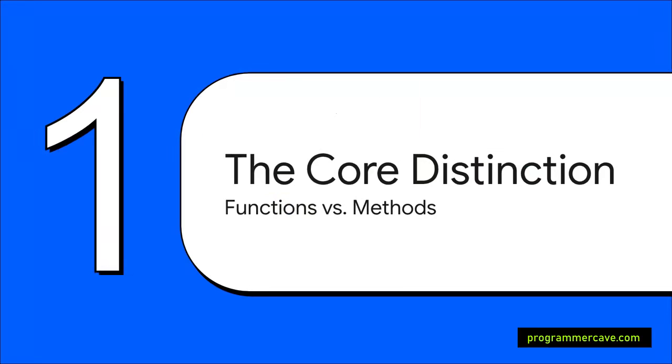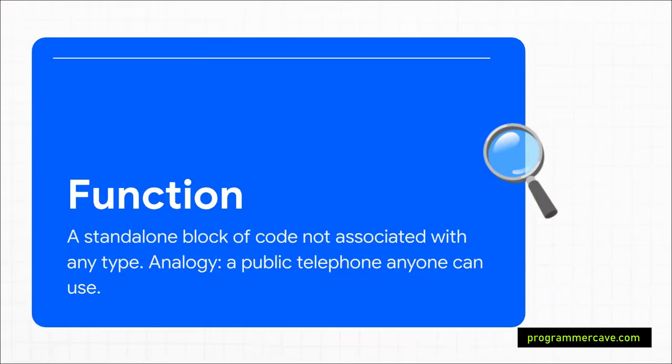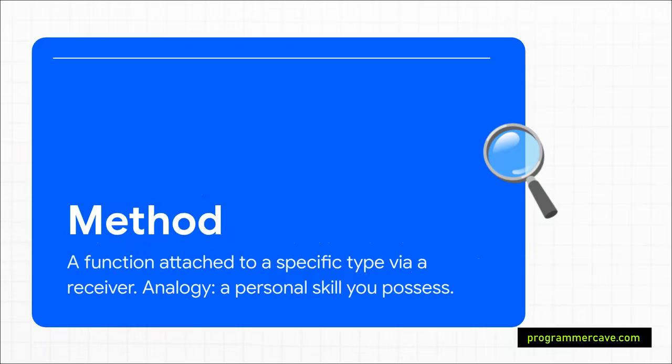Let's really nail down the difference between functions and methods, once and for all. Okay, a function. What is it, really? It's just a standalone block of code. It's not tied to anything in particular. The analogy here is perfect. It's like a public telephone. Anybody can walk up and use it. It's a general-purpose tool.